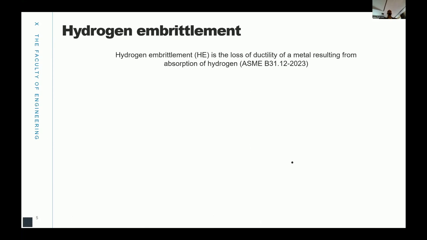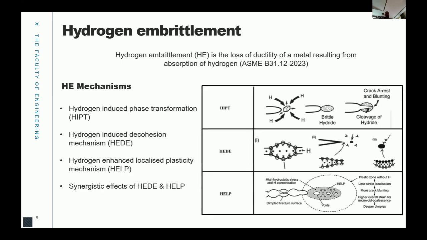So hydrogen embrittlement has been explained. This was explained yesterday as well in the special lecture, and then today it has been explained. According to the ASME standard, it is the loss of ductility in a material due to the presence of hydrogen. Some of the mechanisms we've had, and these are the other three main ones: the hydrogen induced phase transformation, mainly found in titanium; the hydrogen enhanced decohesion mechanism; and then the synergistic effects of the latter two.